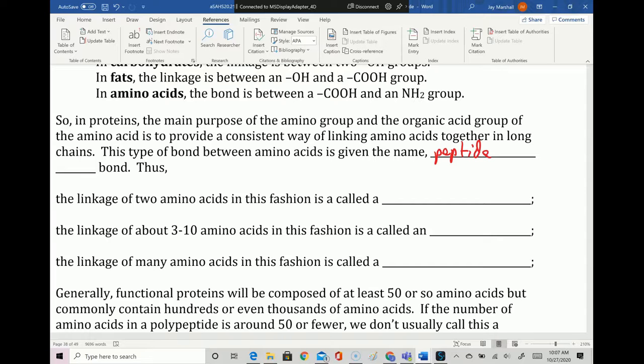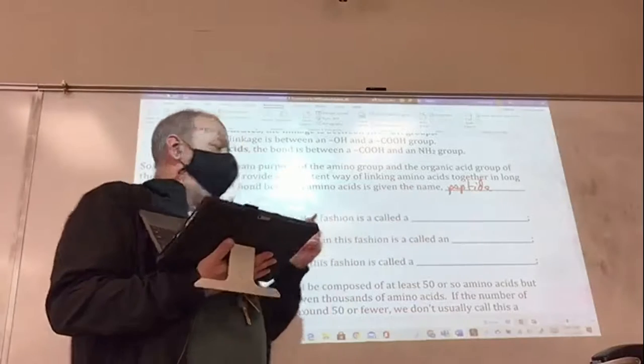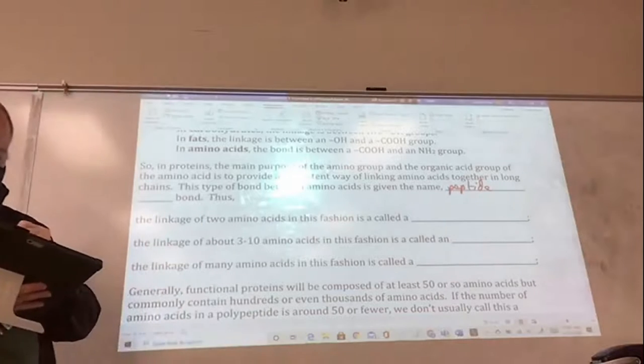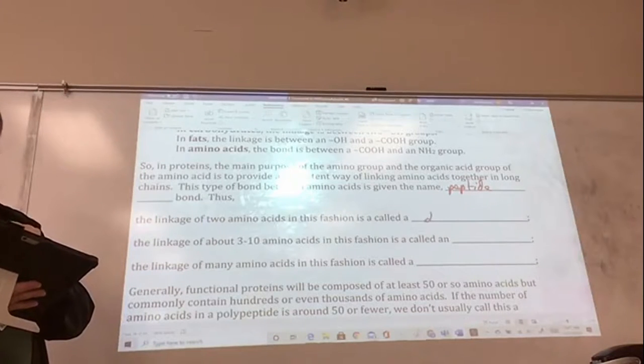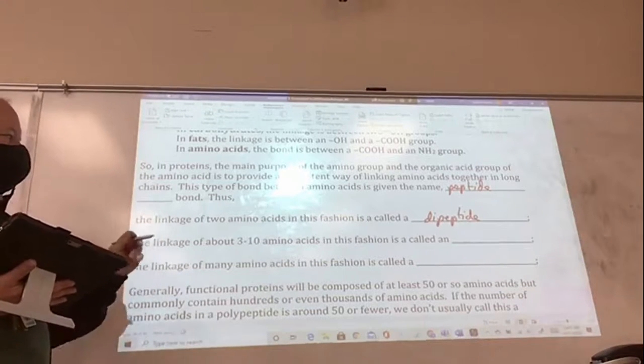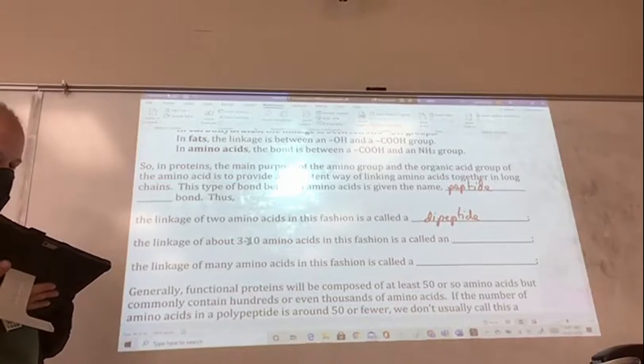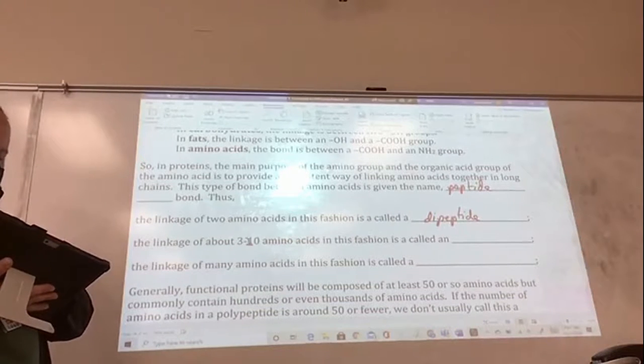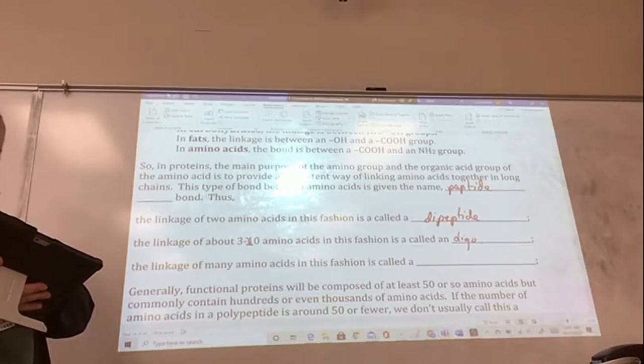What do you think I'm going to call the linkage of 2 amino acids then? A dipeptide. Okay? The linkage of about 3 to 10, and we're actually going to say 3 to 20, would be called an oligopeptide. Remember, we use that for saccharides. Oligopeptide.